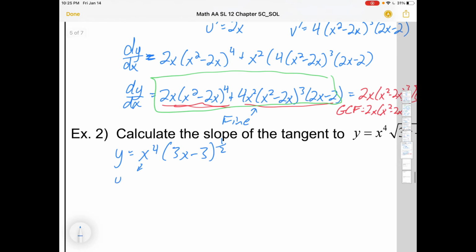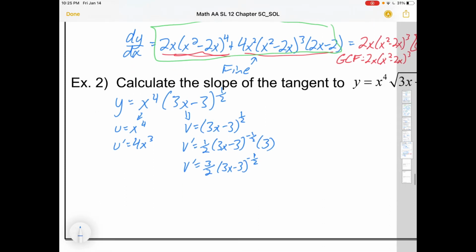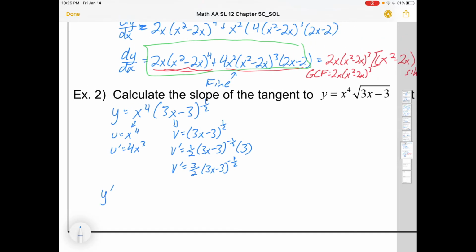I'm thinking of this as u is x⁴, u prime is 4x³. No chain rule needed because it's just an x we're operating on. The second half that I'm multiplying by is (3x − 3) to the half. This does need a chain rule because it's not just x. It's a glob that I'm raising to the power of a half. So that's a half times (3x − 3) to the negative a half times the derivative of the inner, which is 3. Or I could write this as 3 over 2, (3x − 3) to the negative a half. Good grief.